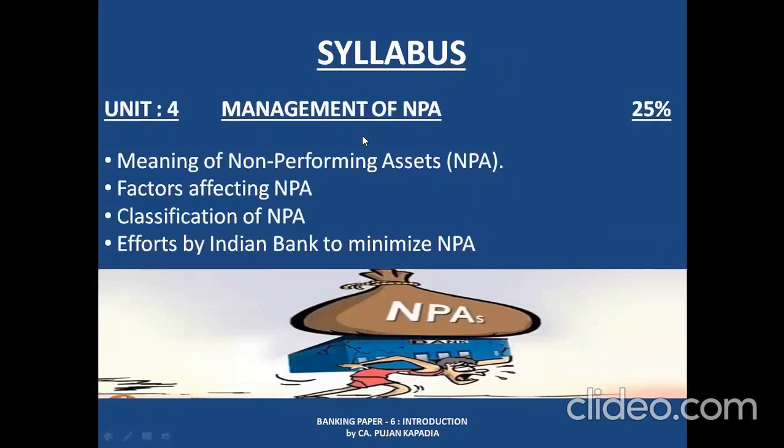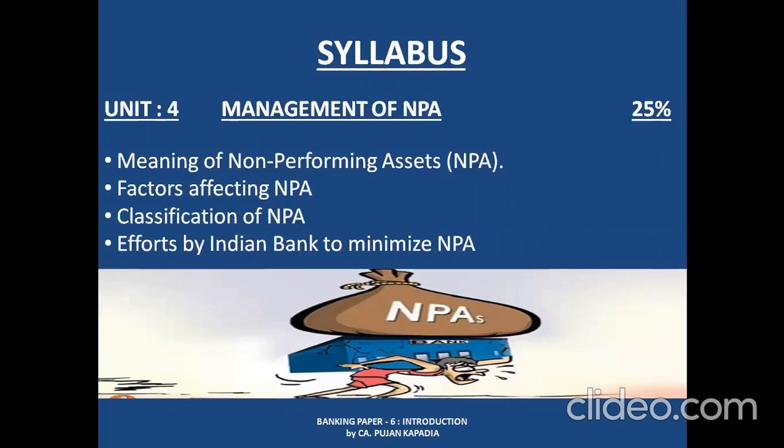In this unit, the weightage is 25%. The first topic is the meaning of non-performing assets. I feel this would be a common word. You might have heard it many a time. You might have read in the newspapers that this bank is undergoing a huge amount of NPA. We are going to study basically what NPA means.